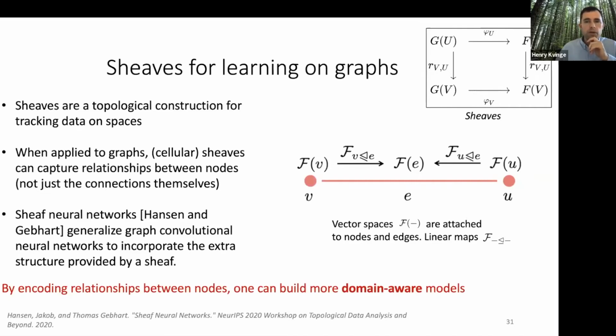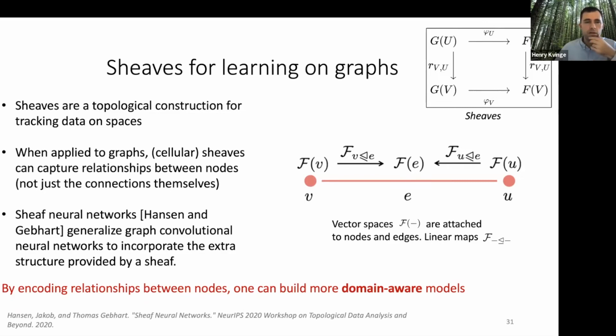Okay, so the first one, and again, I'll talk about these rather quickly. This is not my work, but I think it's worth highlighting just to give a sense of the breadth of what people are doing. So this is sheaves for learning on graphs.